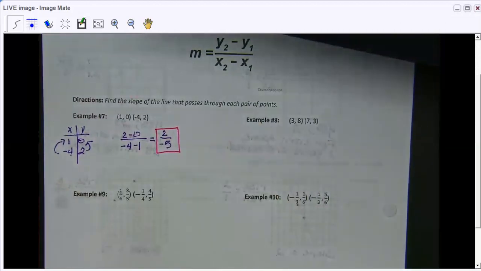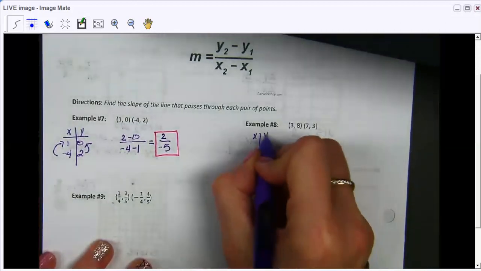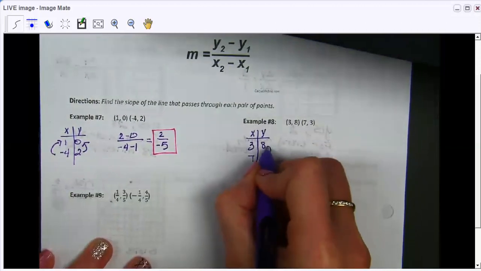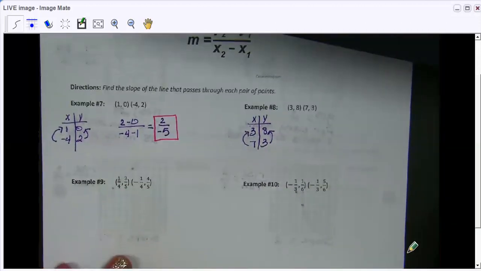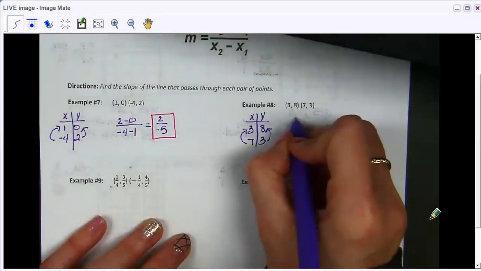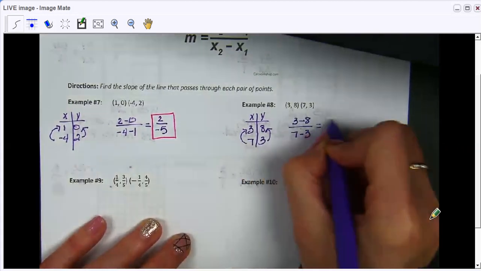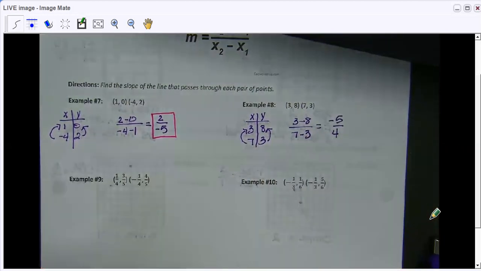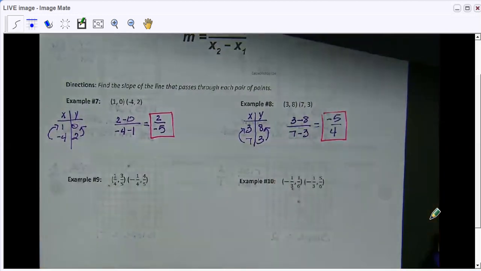All right, I want you all to go ahead and try number 8. Okay, you should have taken 3 minus 8 and 7 minus 3 and gotten negative 5 over 4. All right, any questions about those two?